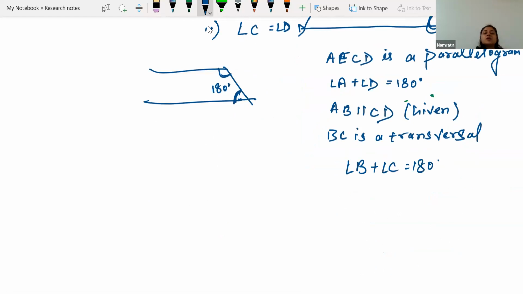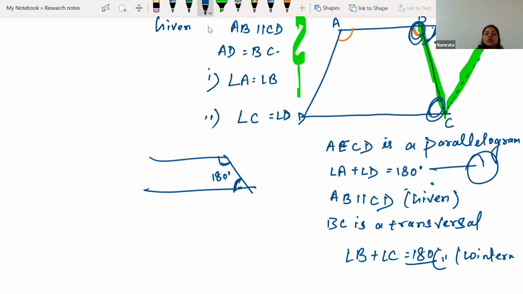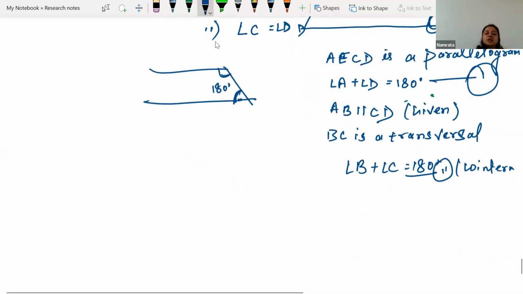Why? These two are interior angles on the same side, or co-interior angles. So let's write it. These two are co-interior angles. Now equation 1 and equation 2, if we compare, that is also 180, this is also 180. So let's compare from 1 and 2, or equating 1 and 2.